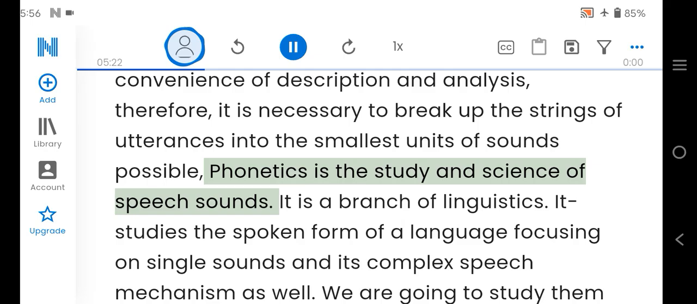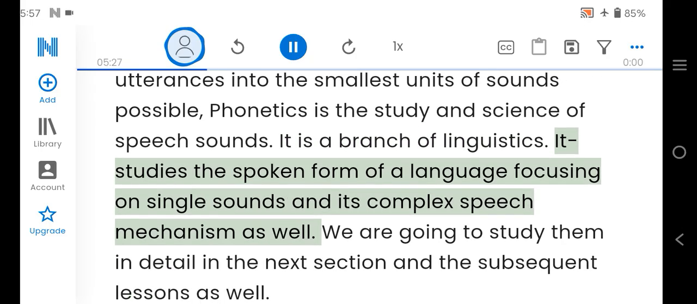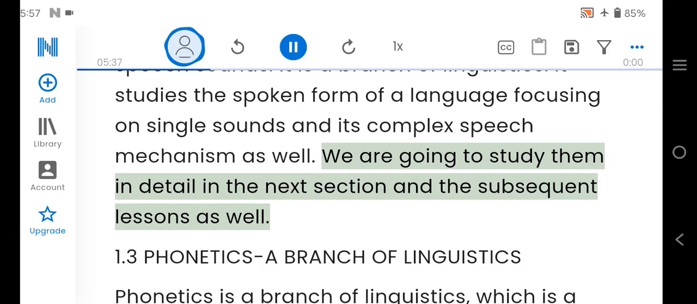Phonetics is the study and science of speech sounds. It is a branch of linguistics. It studies the spoken form of a language, focusing on single sounds and its complex speech mechanism as well. We are going to study them in detail in the next section and the subsequent lessons as well.